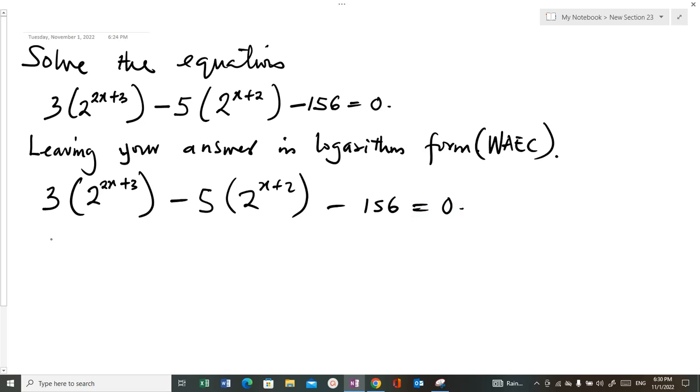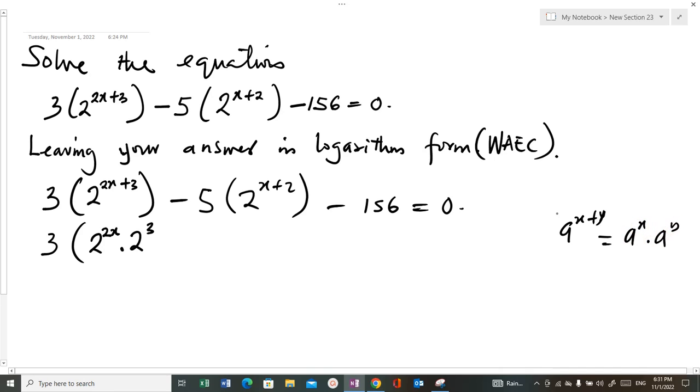Now, the first term, the value in bracket can be expressed as 2 to the power of 2x times 2 to the power 3. This is the same thing as saying, according to the law of indices, a to the power of x plus y is the same thing as a to the power of x times a to the power of y. So this is what we're going to use.